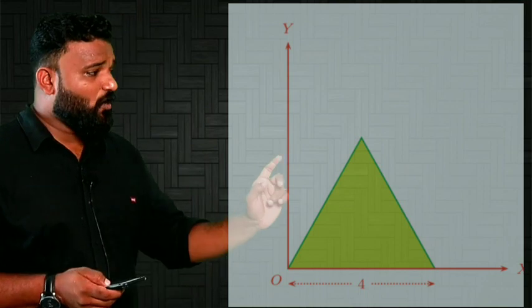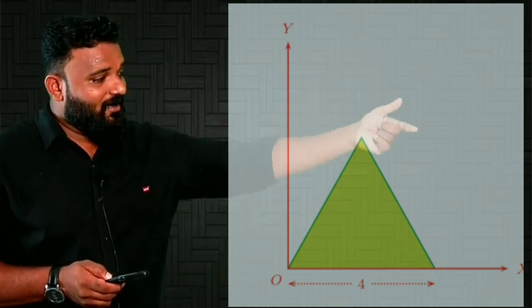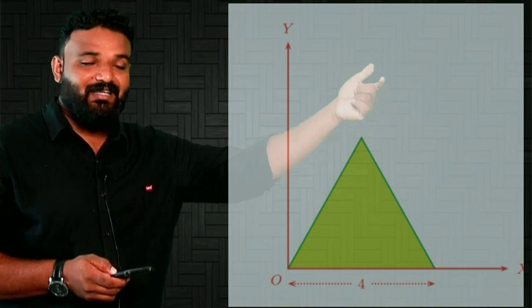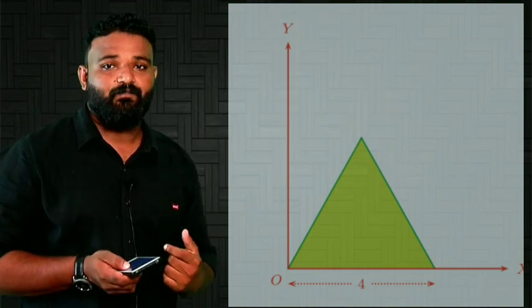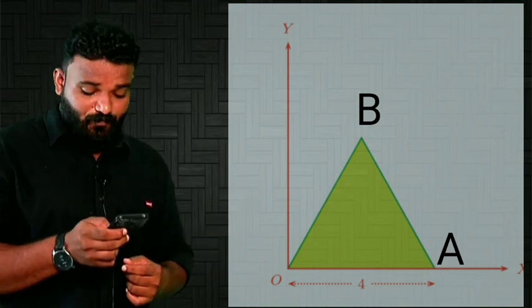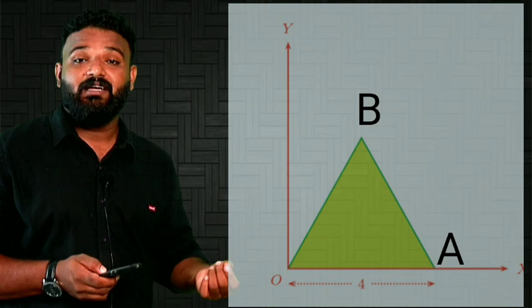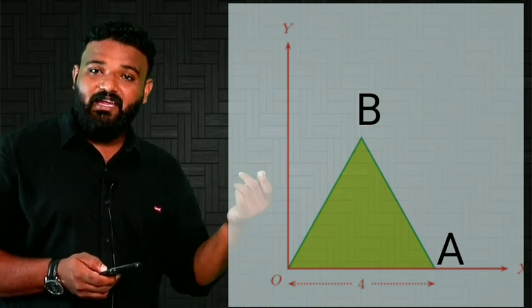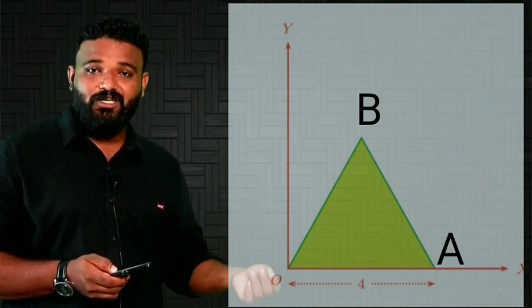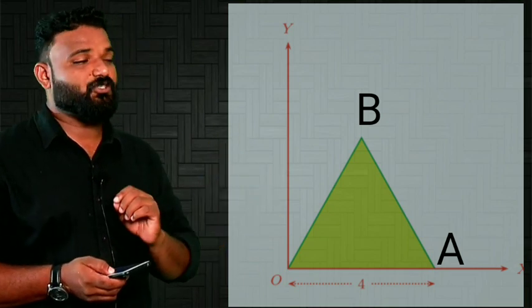One of its vertices is on the origin, and let us take the second vertex as A and the third as B. Given that OA is equal to 4 units, it may be centimeters, kilometers or meters. In general, we have to take it as 4 units.